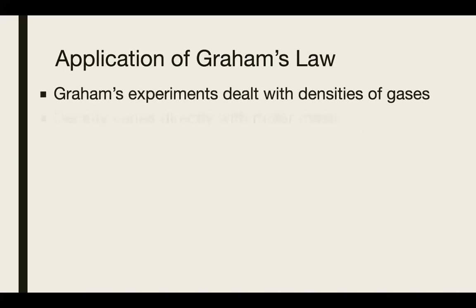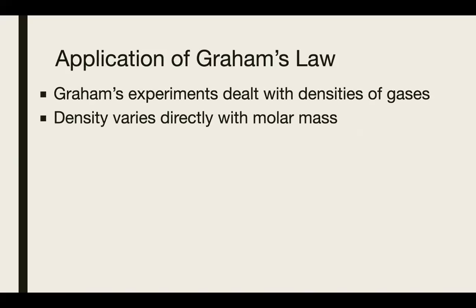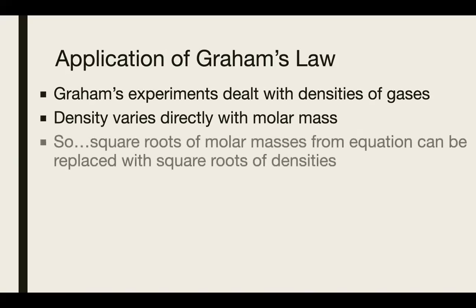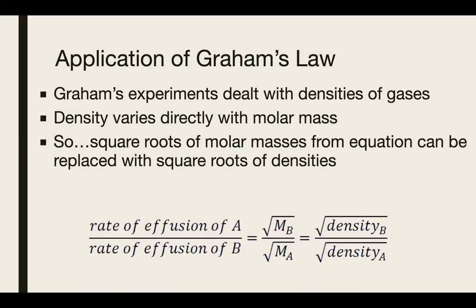Graham's experiments dealt with the densities of gases, and we know that density varies directly with molar mass. So the square roots of molar masses from the equation can be replaced with the square roots of their densities, because they are directly proportional. These are just different versions of the equation, depending on what information you're given in a practice problem. You can use the square root of their molar masses, or if you're given densities, you can use the rate of effusion with the densities.